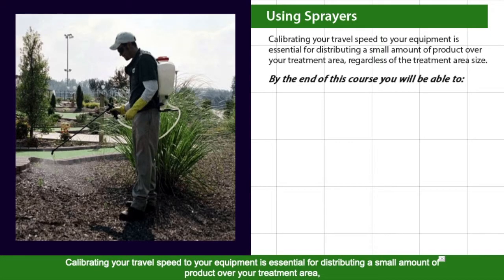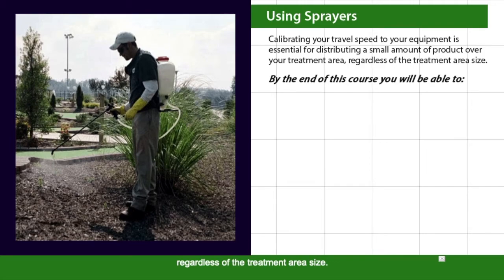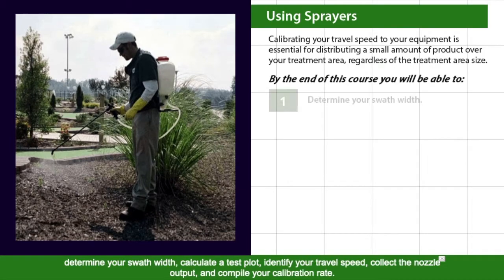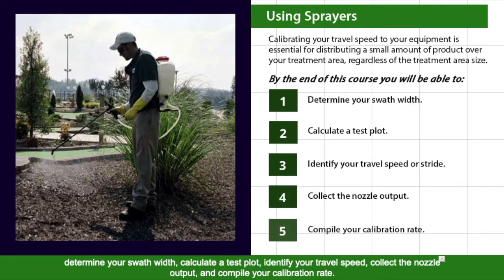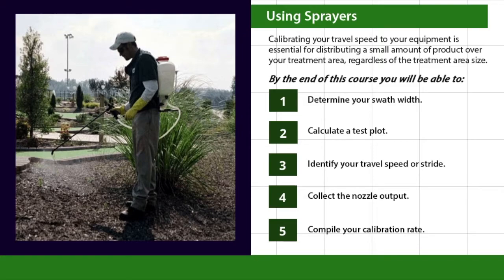Calibrating your travel speed to your equipment is essential for distributing a small amount of product over your treatment area, regardless of the treatment area size. By the end of this course, you will be able to determine your swath width, calculate a test plot, identify your travel speed, collect the nozzle output, and compile your calibration rate.